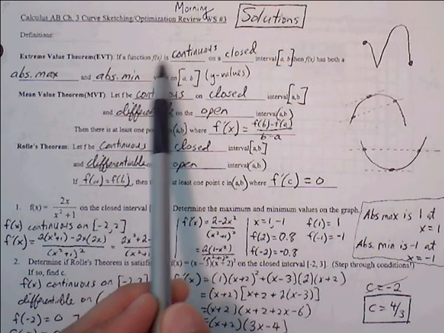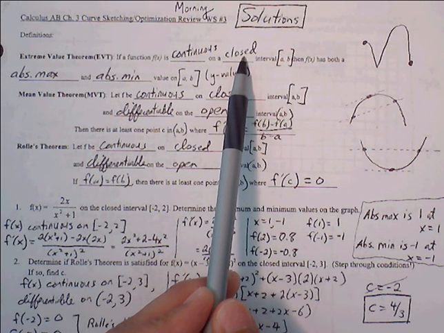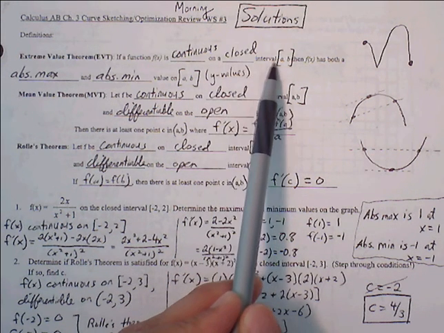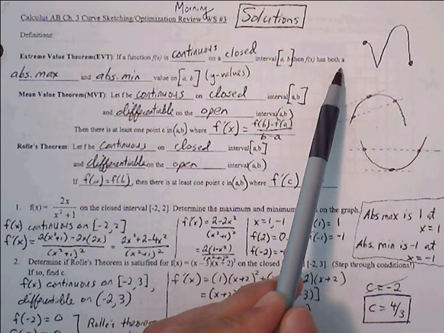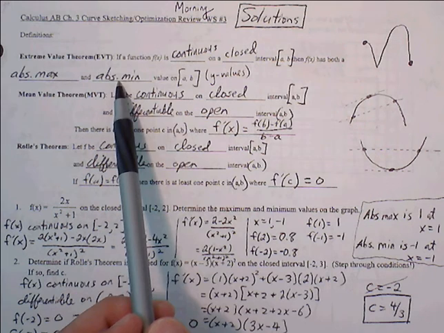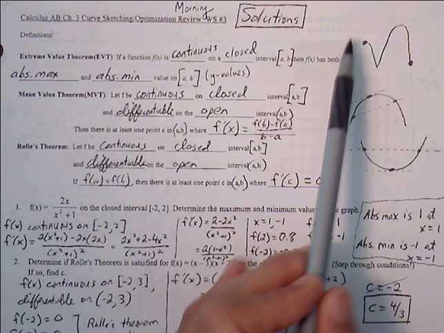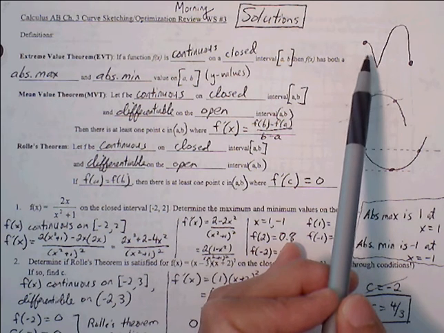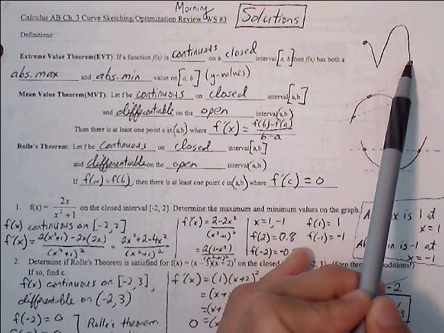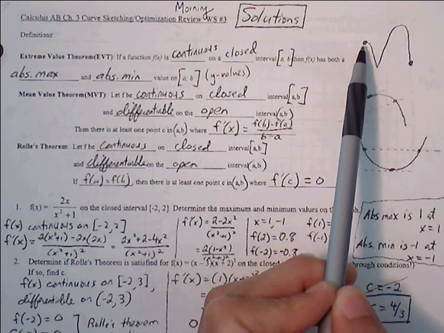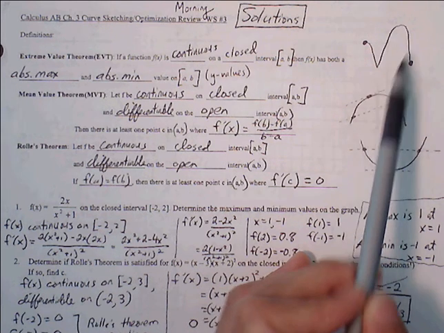So if a function is continuous, that means no breaks in the graph, on the closed interval, meaning that the endpoints are defined on the closed interval from a to b, then f of x has both an absolute max and absolute minimum value on the closed interval ab. So if we wanted to identify the absolute max and absolute min, we're guaranteed that if it's a closed interval and continuous, that absolute max, absolute min will exist somewhere on this graph.